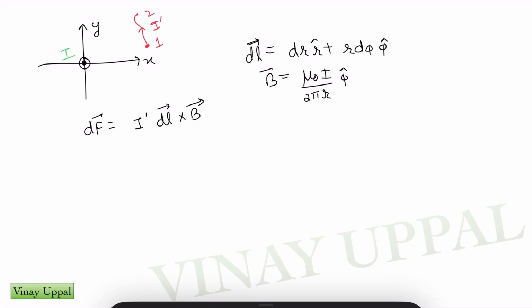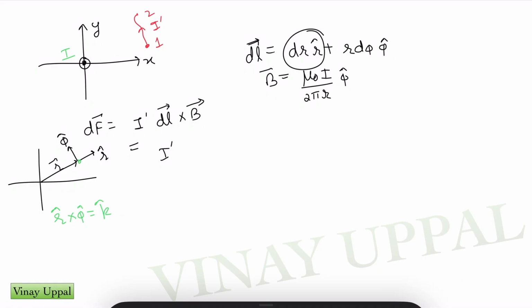Now in which direction will r cap cross phi cap be? I have r vector this way, so r cap is this way and phi cap is this way in the anti-clockwise sense. So r cap cross phi cap will be outwards towards us, which is basically k cap along the positive z axis. That is all we need in order to calculate this cross product. So I dash times dl cross b, we'll only need this term of dl. So I'll have mu naught I divided by 2 pi r into dr, and r cap cross phi cap is k cap. So the force is going to be along the z axis.